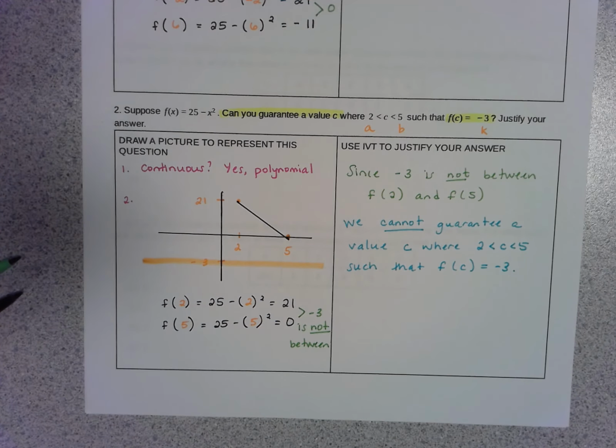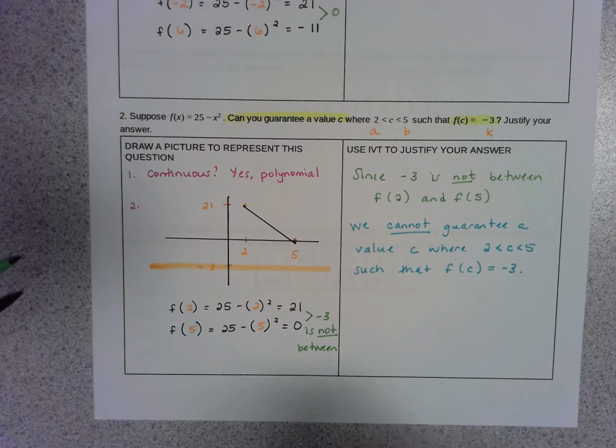And that's all we need to say. Since we did not meet one of the conditions, and we need to specify which condition that is, we cannot make this guarantee. And we're not going to say "by IVT" because we're not applying the IVT. We can't use the intermediate value theorem if we don't satisfy both conditions. So I'm just going to say, since I didn't satisfy the conditions, I cannot make this guarantee.